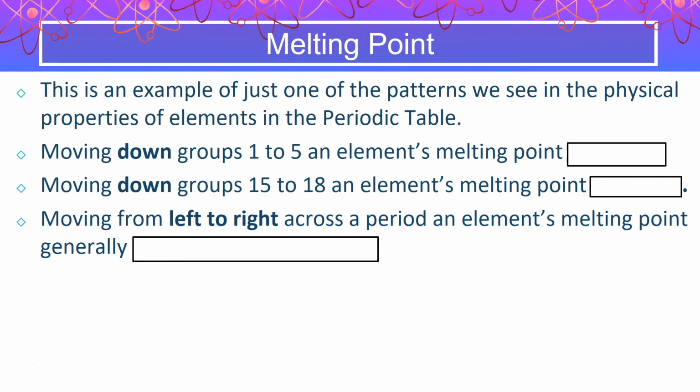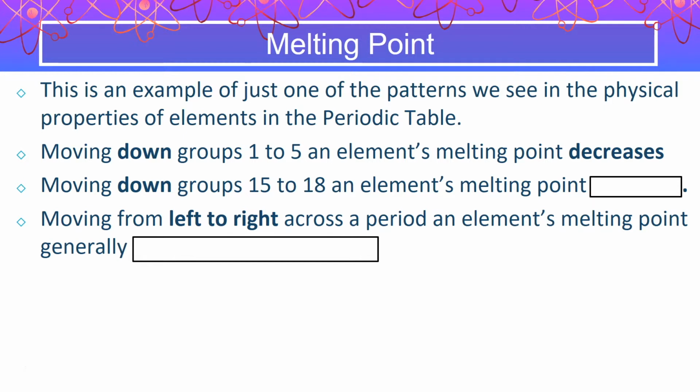All right, we've got a couple more to look at. The first one is melting point. It's just an example of one of the patterns we see with physical properties of elements in the periodic table. It's not the only pattern, it just happens to be the one we picked. Looking at groups 1 to 5, if you move down that group, what you end up seeing is that the melting point actually decreases.